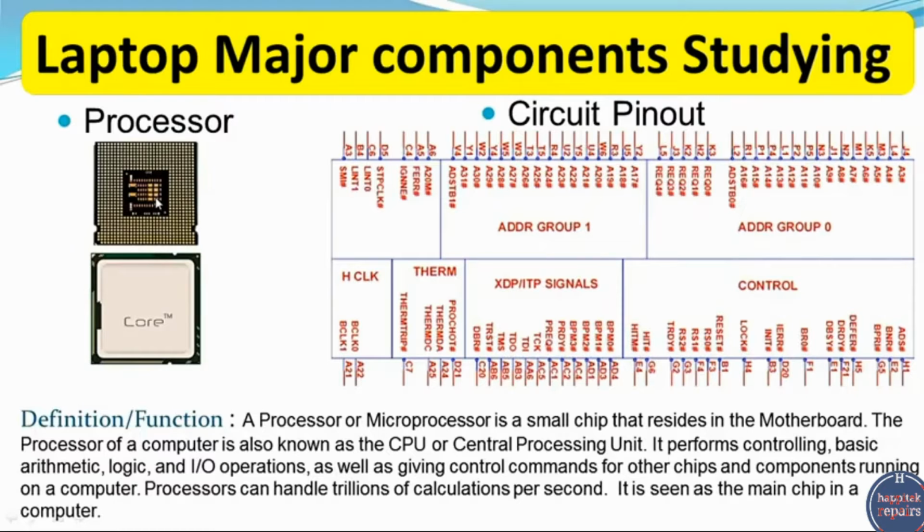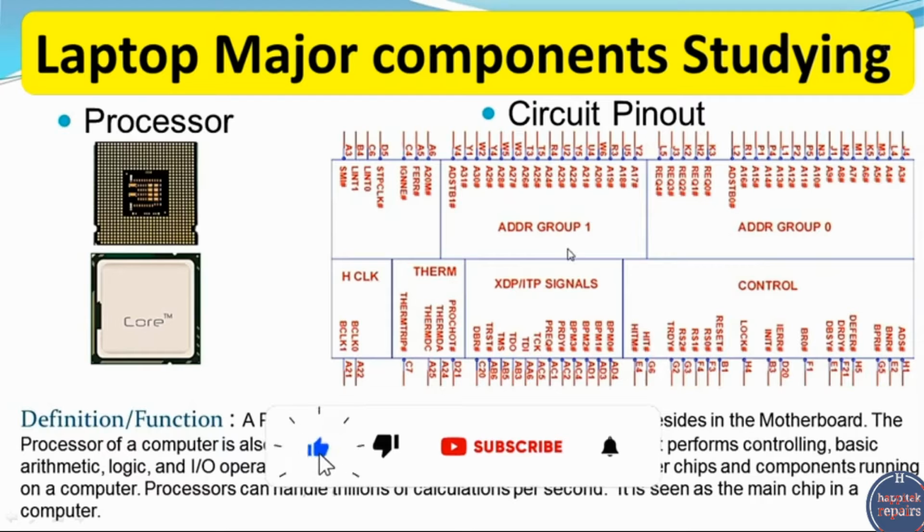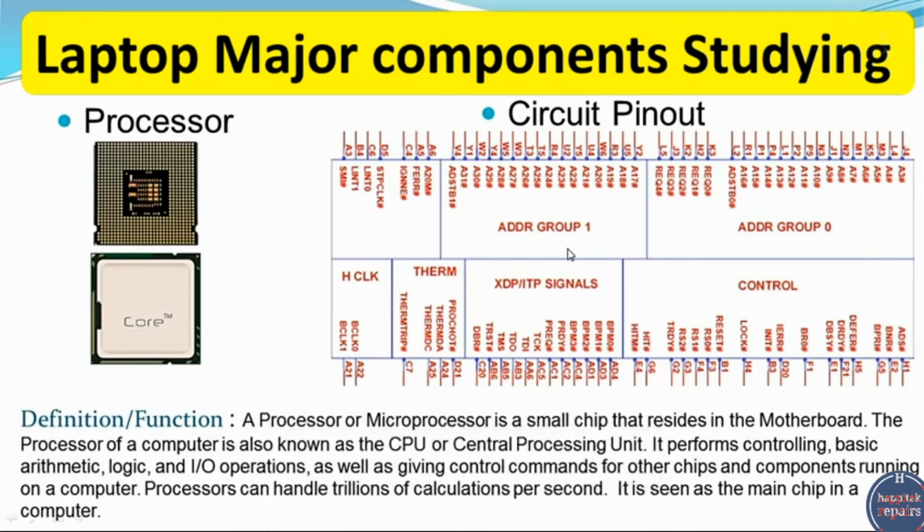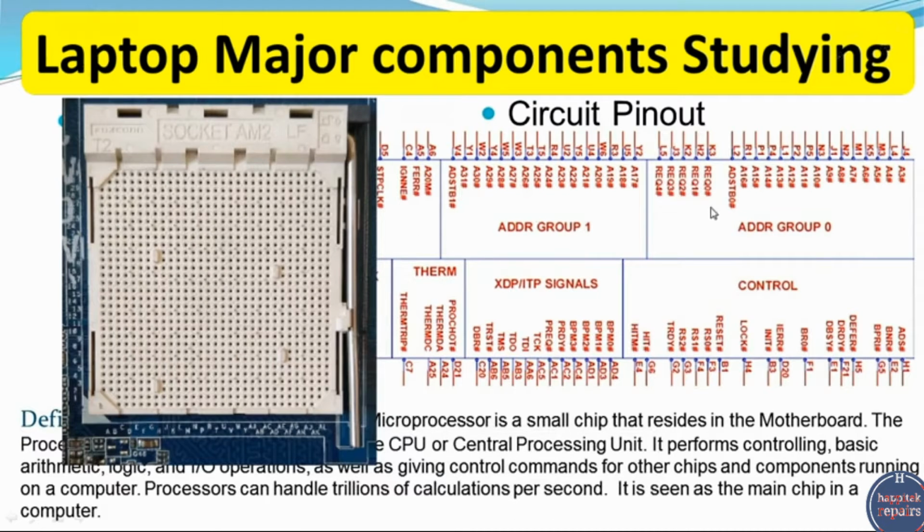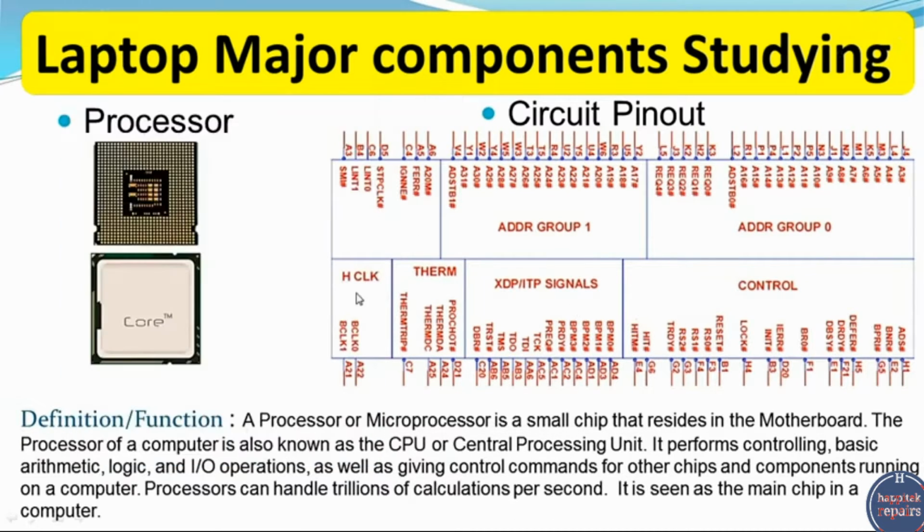So the first component is the processor or the CPU, Central Processing Unit. As you can see here, we have the processor, and over here we have its circuit pinout. Basically, this circuit diagram is not for the processor itself, but for the CPU socket. It is divided into many controllers.